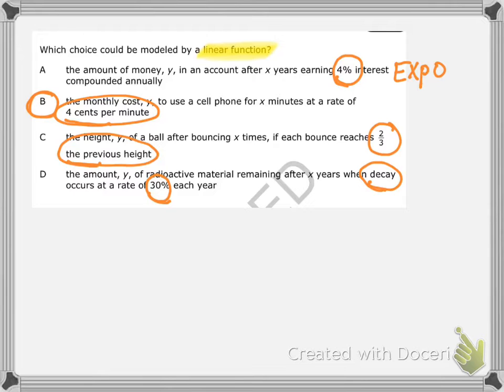C, it said that the bounce reduces by 2/3 each time, so that means that we're multiplying it by 2/3 each time. So again, that's going to be exponential because we're multiplying. And then D, the amount of radioactive material remaining after X years when the decay occurs at 30%. So we have a percentage again. I hope this helps you review some of the things that we've discussed as far as comparing exponential and linear functions.